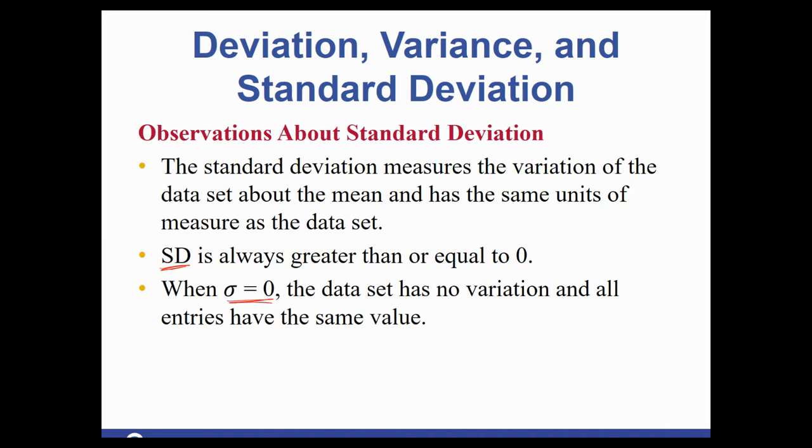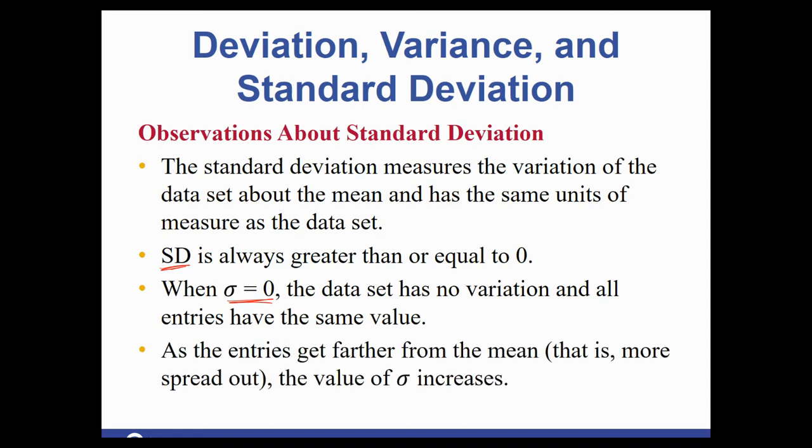If your standard deviation was 0, it means that all of the values in your data set were exactly the same. There was no difference between them. So maybe your data set was the number 2 repeatedly. If there's no spread, your standard deviation is 0. And as your entries get farther away from the mean, more spread out, the value of your standard deviation increases. So as your range goes up, your standard deviation goes up.